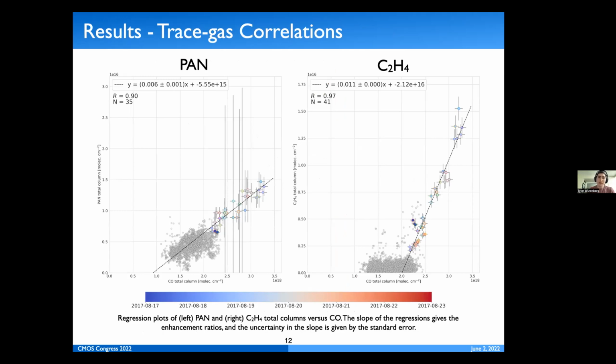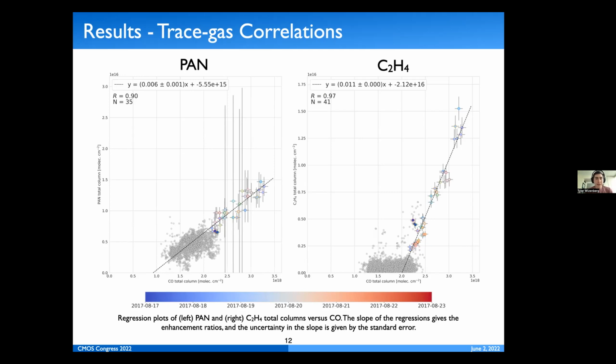So one other thing that I wanted to look at was the trace gas correlations. Usually this is done in relation to a longer lived species like CO. So in this case, CO is plotted on the x-axis and each of the VOC species is plotted on the y-axis. The measurements from the fire period itself are plotted in different colors based on the day on which the measurements were made in August. And all other measurements are shown in light gray, I should mention.